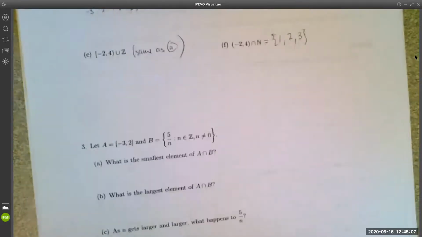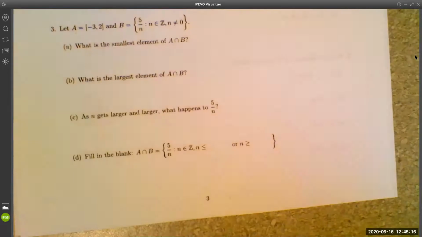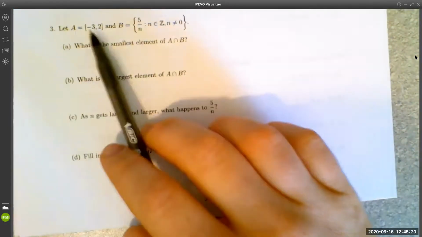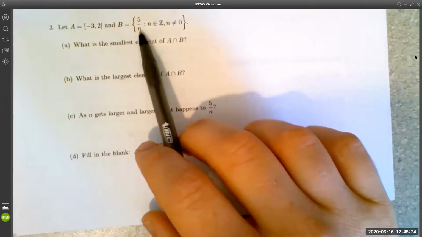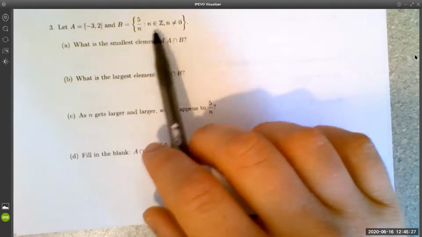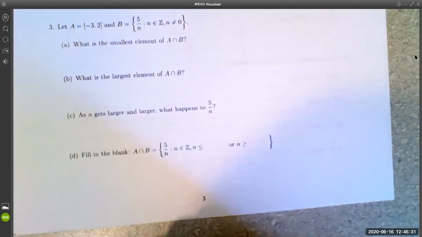Very good. Let's do another one. This is the last one, I think, before I introduce a new concept. So last one. Ooh, this looks interesting. So A is supposed to be this interval from negative 3 to 2, including the endpoints. And then B is supposed to be this weird set, 5 over n, where n is an integer not equal to 0.